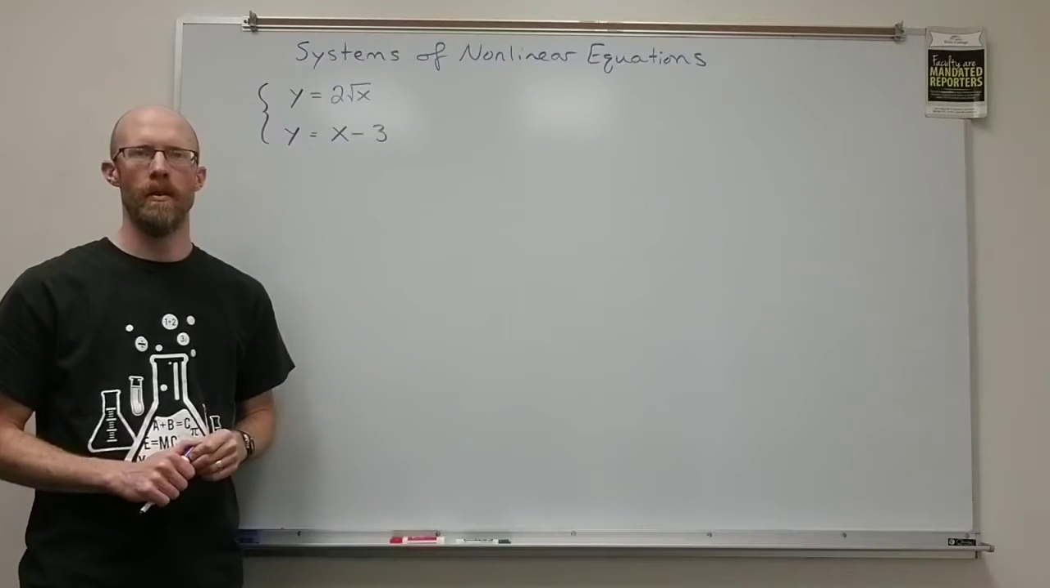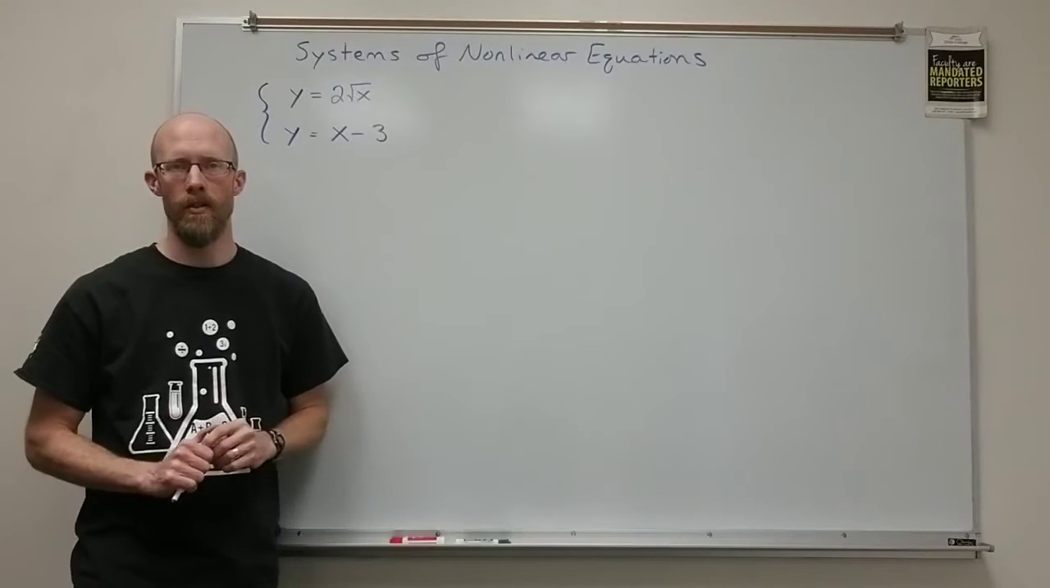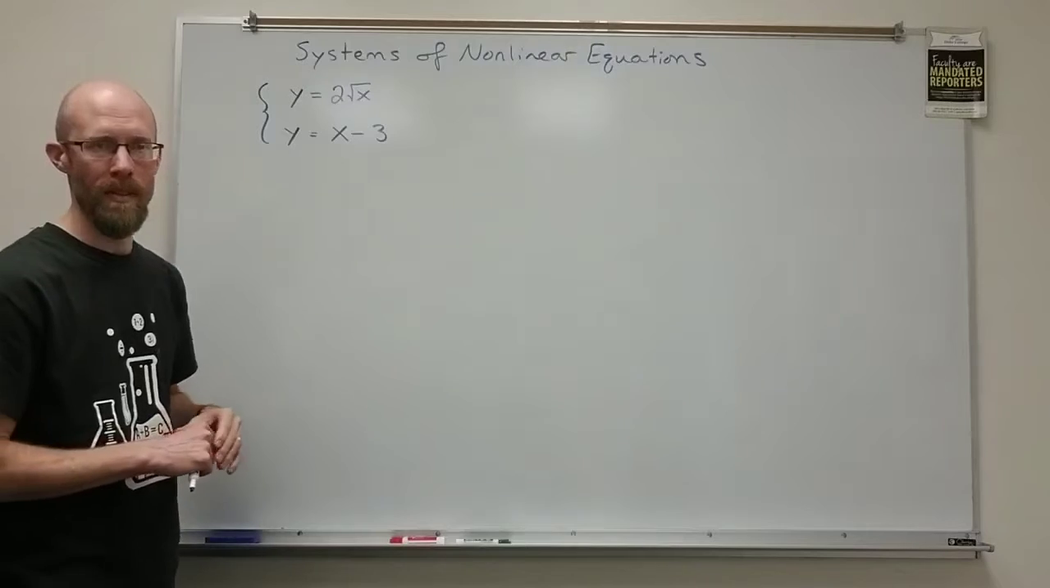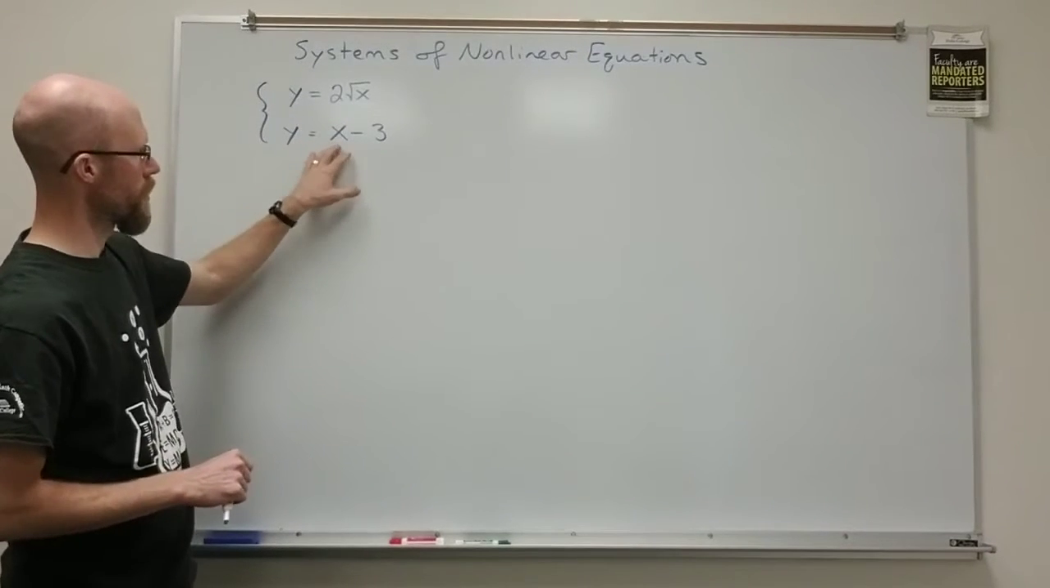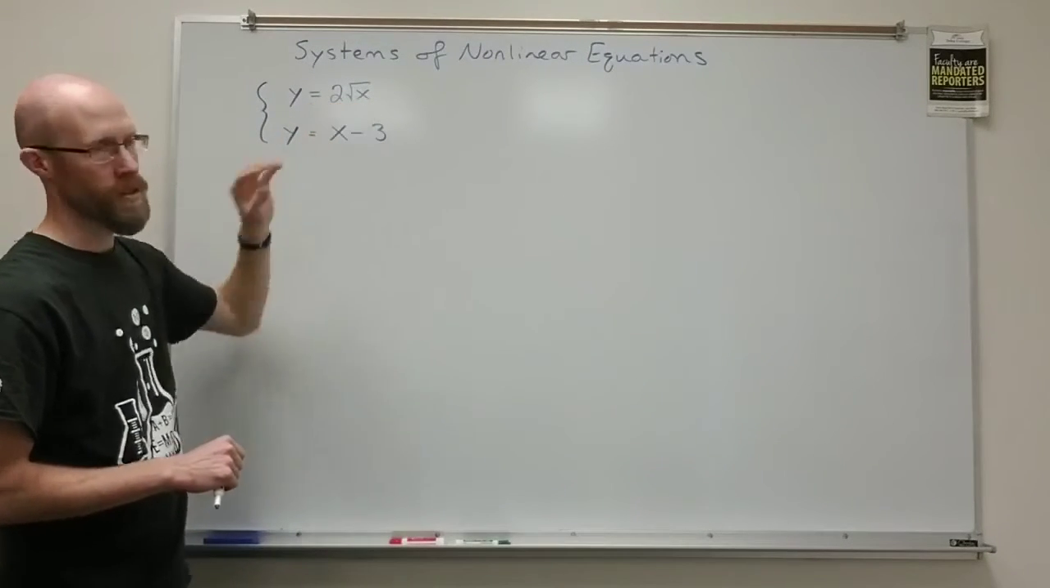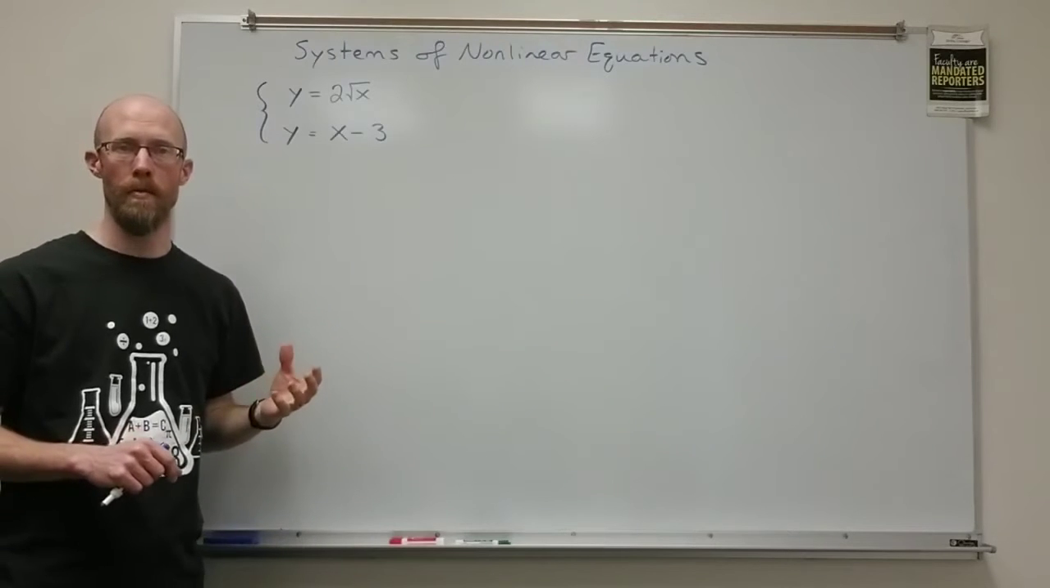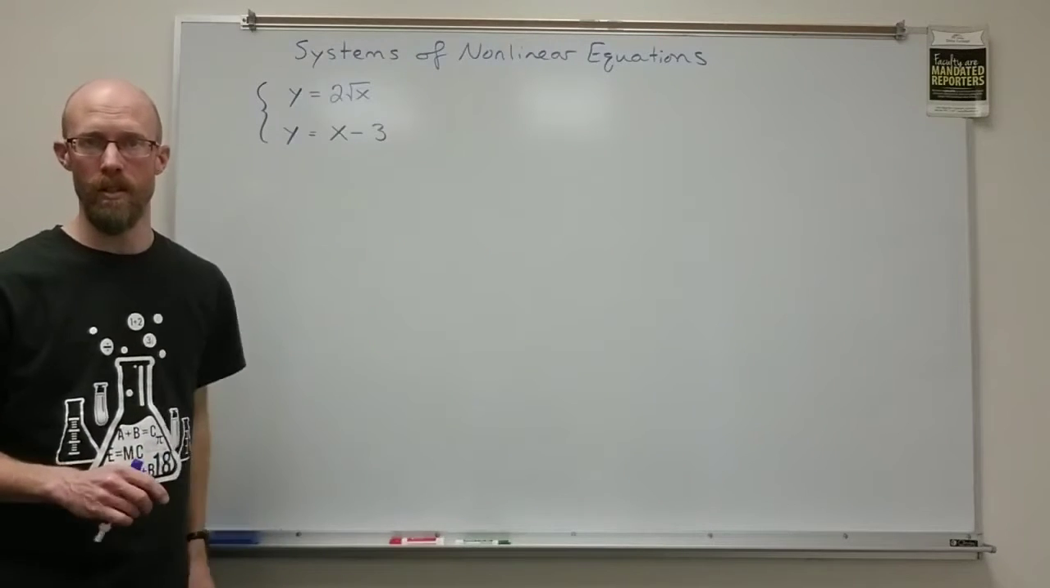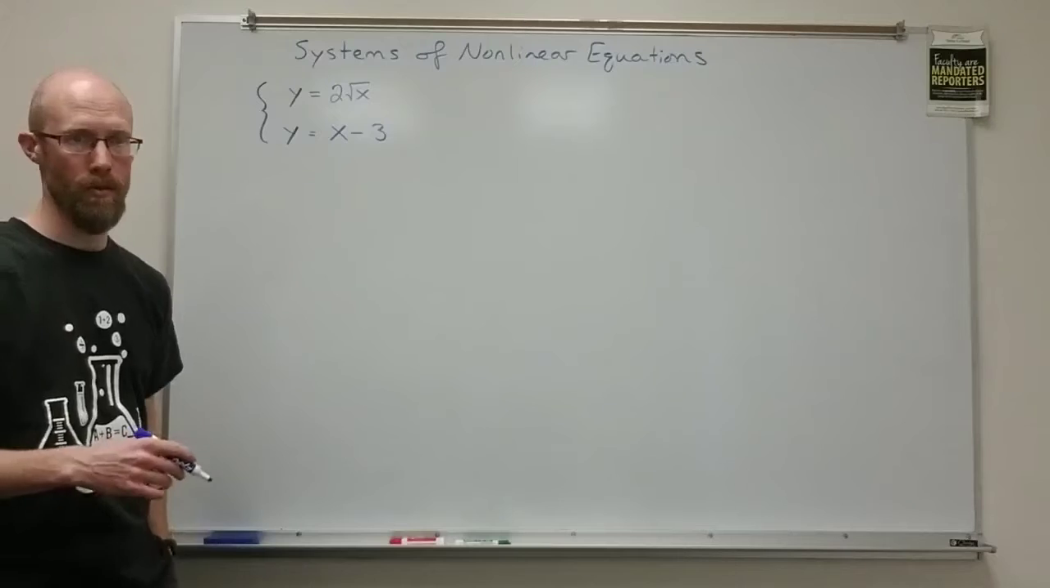In this first example, I have a system of nonlinear equations. Technically, one of them is linear, right? This bottom one is linear, but this top one is not. In fact, it's half of a parabola. It's our square root function opening up to the side, up to the right.